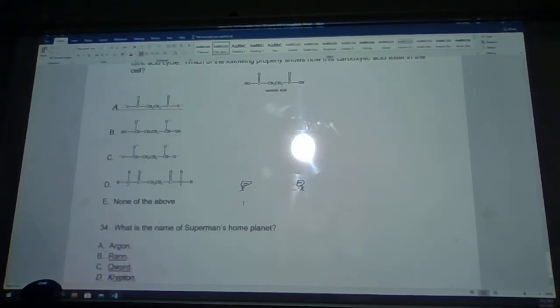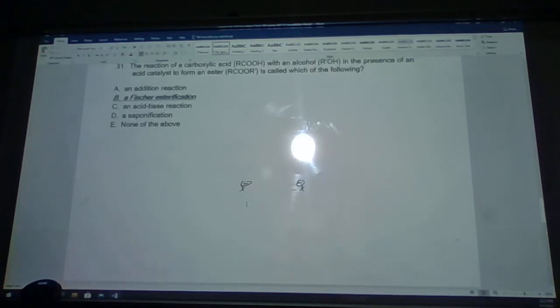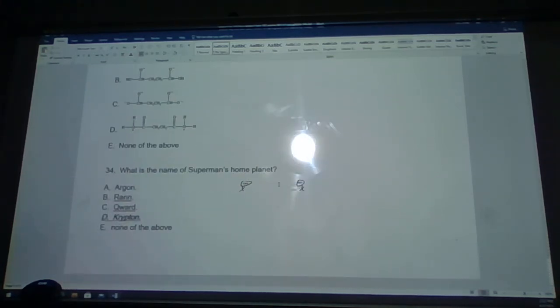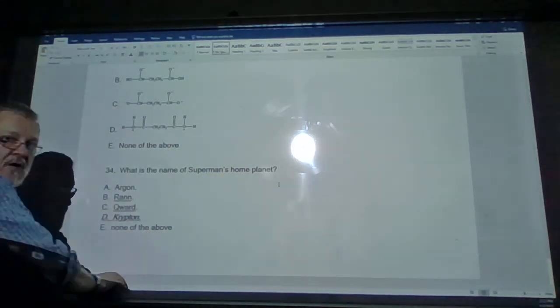That was 32. Okay, so we've covered these, and the last one, 34. What was the name of Superman's home planet? Krypton, letter D.